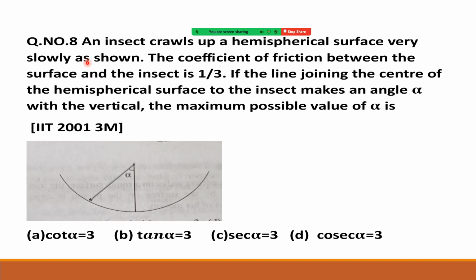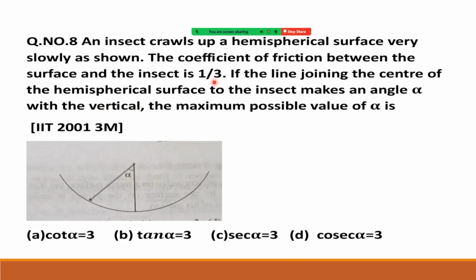An insect crawls up a hemispherical surface very slowly as shown. The coefficient of friction between the surface and the insect is 1 by 3. If the line joining the center of the hemispherical surface to the insect makes an angle alpha with the vertical, find the maximum possible value of alpha. This question was asked in 2001 for 3 marks. We have to find the maximum value of alpha, and mu value is given 1 by 3.